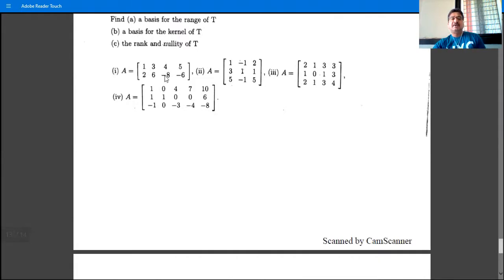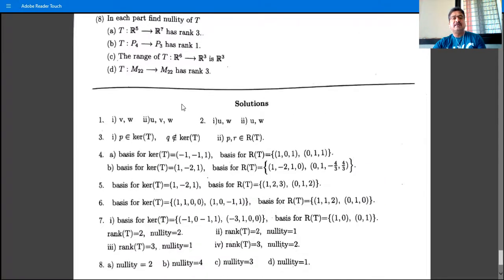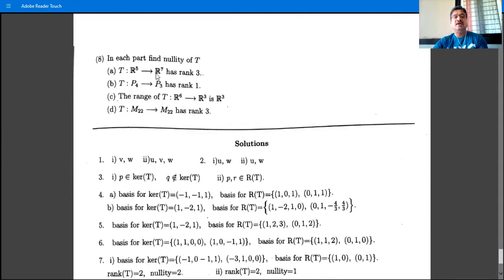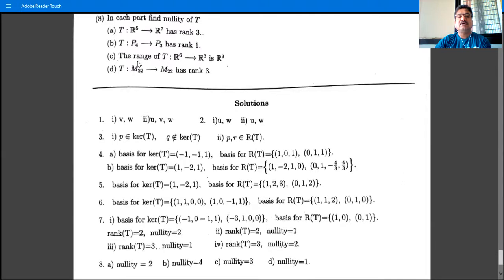So in the first matrix, in this example, there are four columns. So rank of T plus nullity of T for this first example is 2. So answers are given. These are the answers. So in each part, find nullity of T. These are the examples for MCQ type questions.